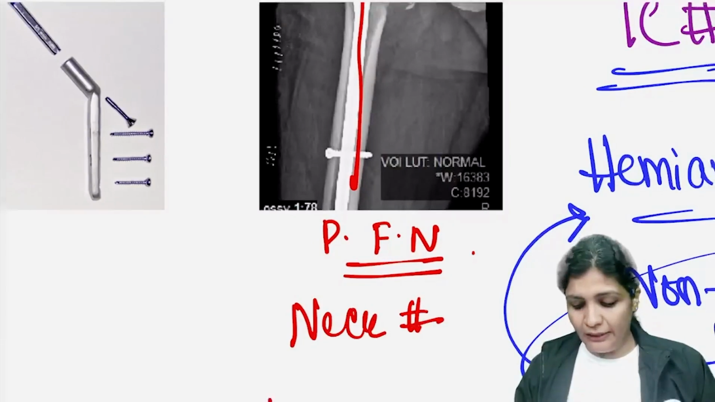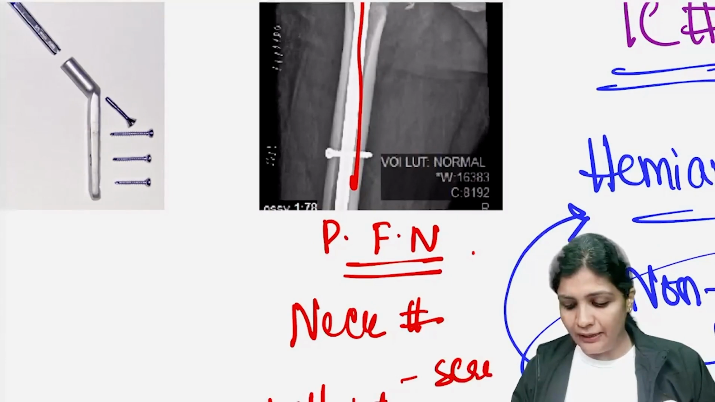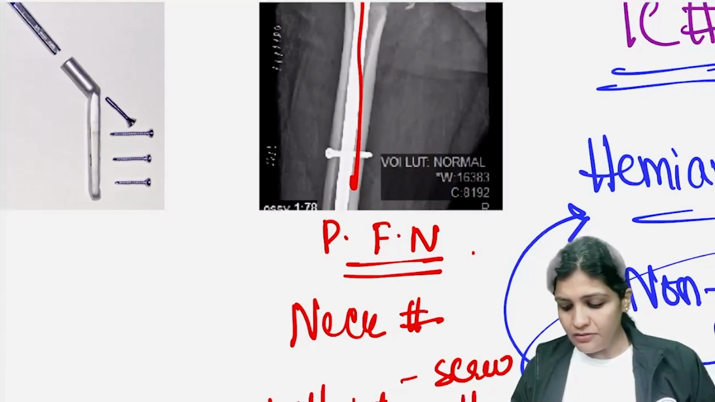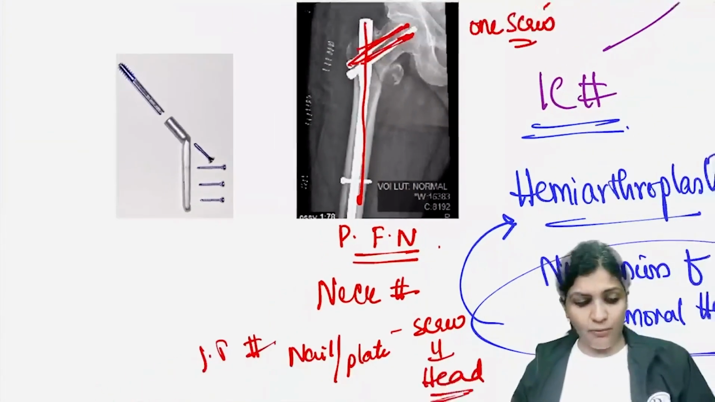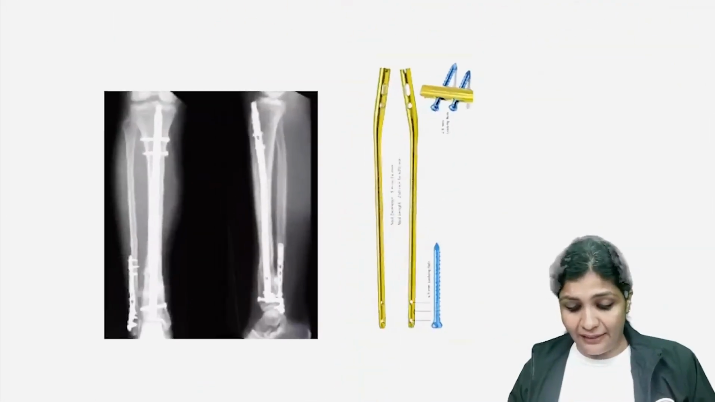So you see a nail or a plate and a screw into the head. It is treatment for your IT fracture, right? So that is how you remember DHS, PFN. And then what is this?